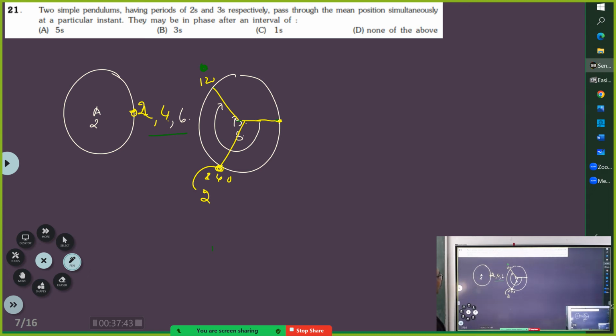Then we are somewhere wrong. Where did we go wrong? Correct, now what we have done? Right. But they have given option B. This is the 21st problem. They have given option B.